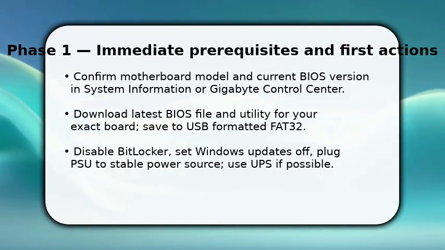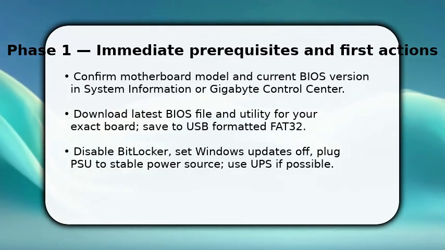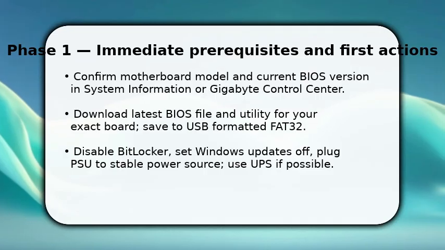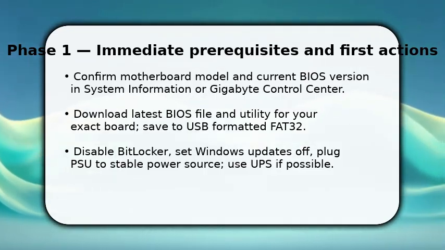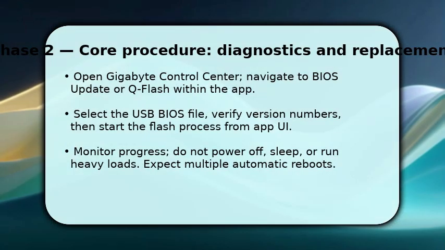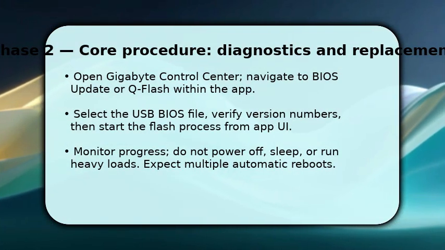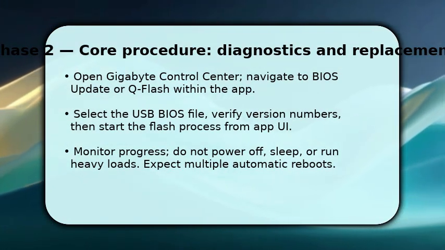This prevents interruptions. Plug the power supply into a UPS or ensure continuous mains power, because losing power during a flash can brick the board. Now boot into Windows and open Gigabyte Control Center. In the app, choose the BIOS Update or QFlash feature and point it to the file on your USB.